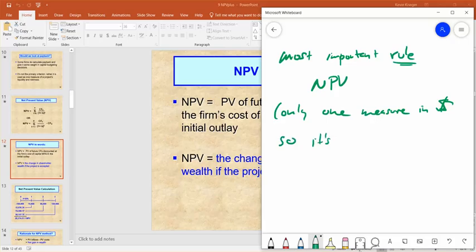Payback was measured in time. So it's the one to use to choose which project, if any, to do.